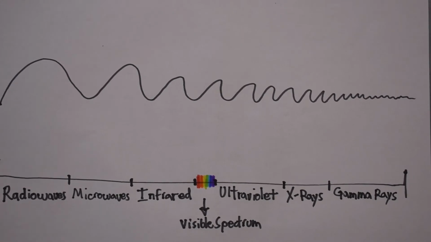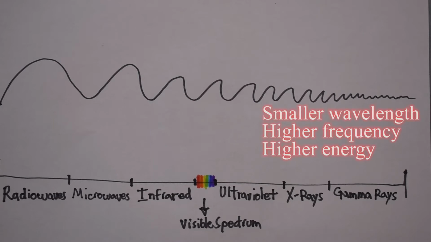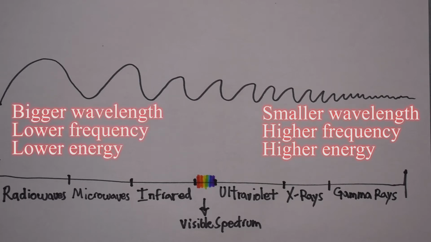Each wavelength is associated with a specific frequency and level of energy. The smaller the wavelength is, the higher the frequency and level of energy it has. The bigger the wavelength, the lower the frequency and level of energy. Now that we understand the electromagnetic spectrum, let's focus on the part of visible light, which is so special to us because we can see it.